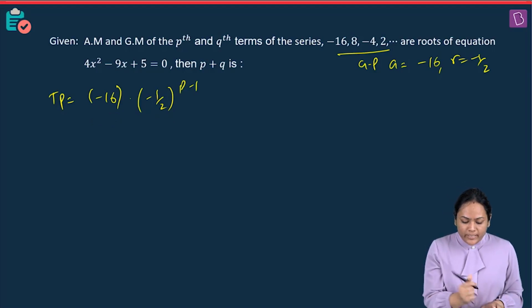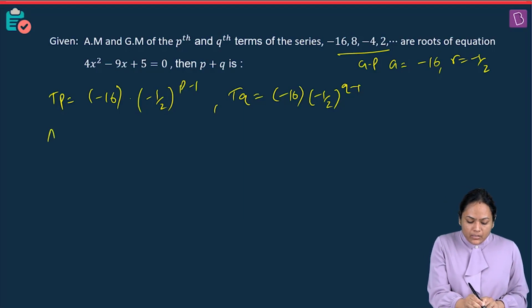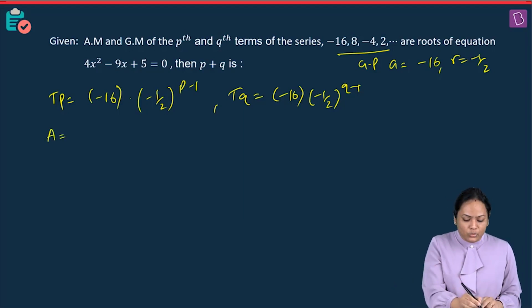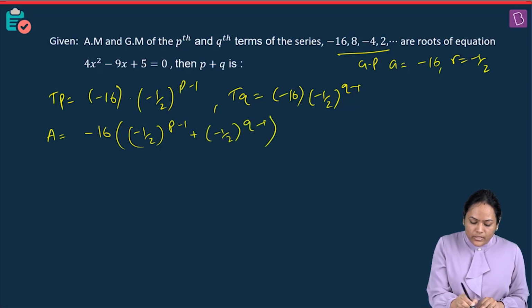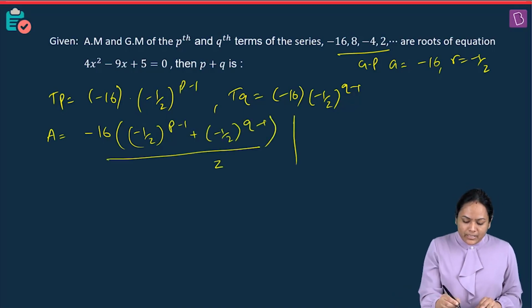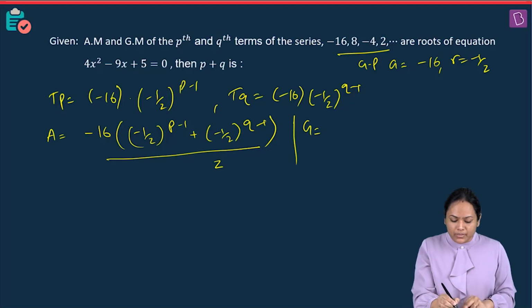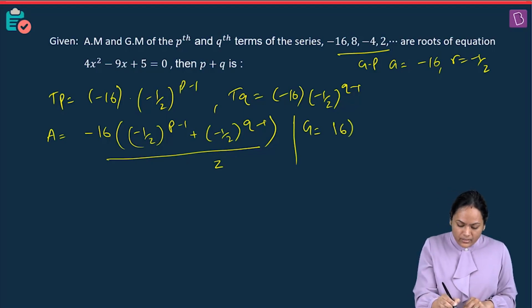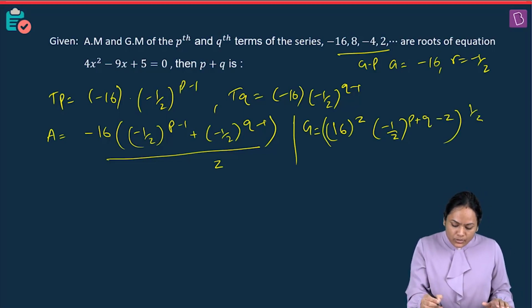Clear? Similarly, quickly writing down the qth term, that is again minus 16 multiplied by minus half raised to q minus 1. So the arithmetic mean will obviously be the average of these two, which is minus 16 multiplied by (minus half raised to p minus 1 plus minus half raised to q minus 1) whole divided by 2, right? And similarly, the geometric mean, you know the formula is root over AB. So when I multiply the pth term and the qth term, it's going to become 16 square multiplied by minus half raised to (p plus q minus 2), whole raised to 1 by 2. This is the geometric mean.